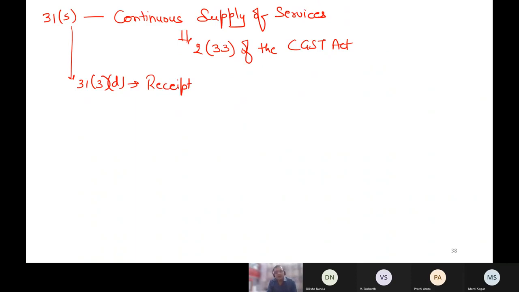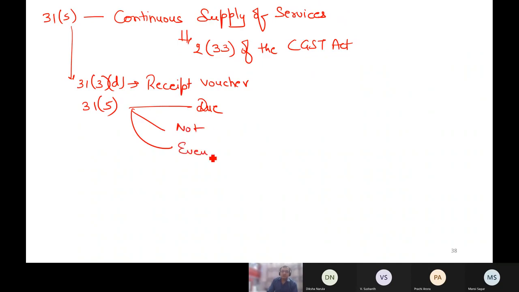You don't know how much and what you are going to sell or supply, so you have to issue the receipt voucher. But if it is not advance, then you have to apply this provision in case of continuous supply. This is what the provisions are. And in this, the answer depends upon whether the due date is mentioned in the contract or not mentioned, or the payment is linked with completion of an event.